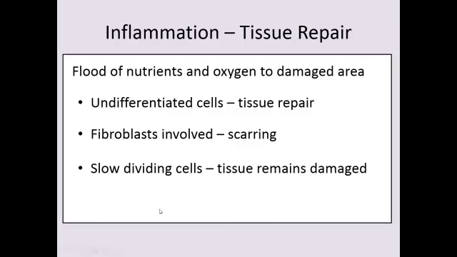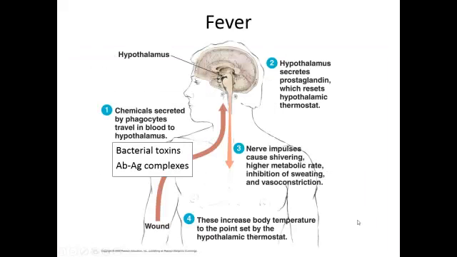Now, if you have damage to slow dividing cells, then the tissue tends to remain damaged for a long period of time. This generally happens with neurons and heart muscles. So when you have inflammation in your nervous system, your brain, or in your heart, this leads to long-term disability. Now for our last topic, fever.